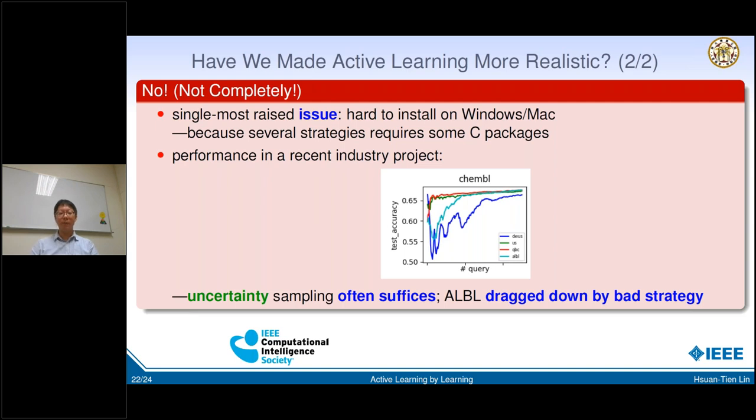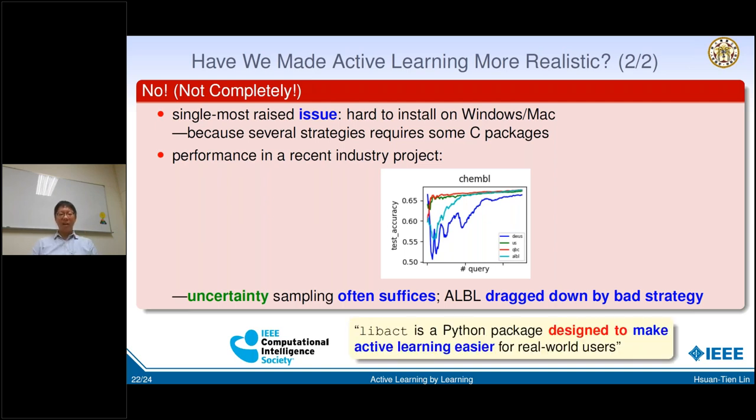Our proposed active learning by learning algorithm can try to trace the best performance, but still it could be affected by a super bad strategy as well. Therefore, it shows that active learning by learning may not be as useful as we have imagined. So, in conclusion, libact is a Python package designed to make active learning easier, but we are still on the way of trying to make it actually easier for real-world users.